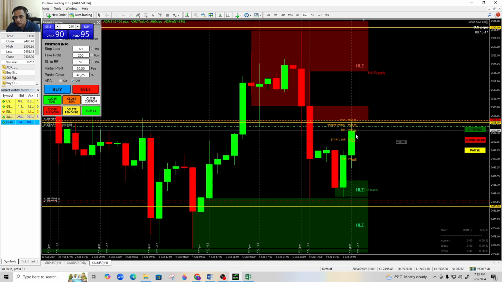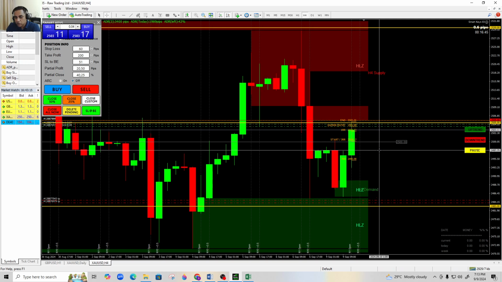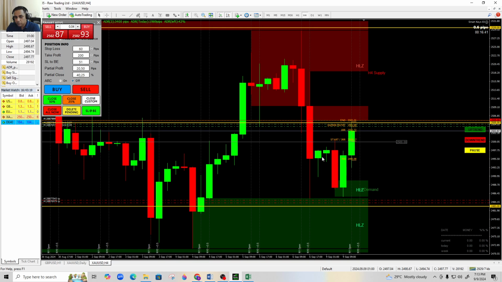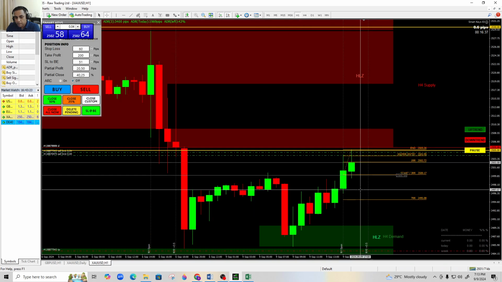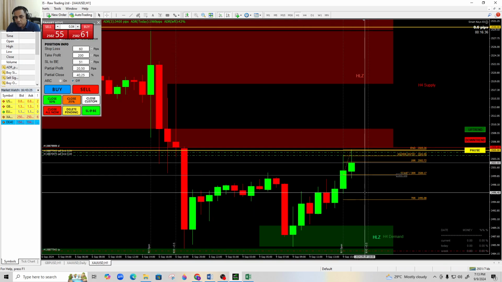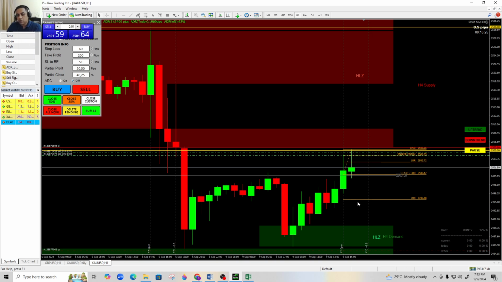Yeah, it's closing strong bullish. Now, once this candle closes, this becomes a demand zone. We've got a drop, base, and a rally. There's a demand zone right here. 75 pips away. Right here.